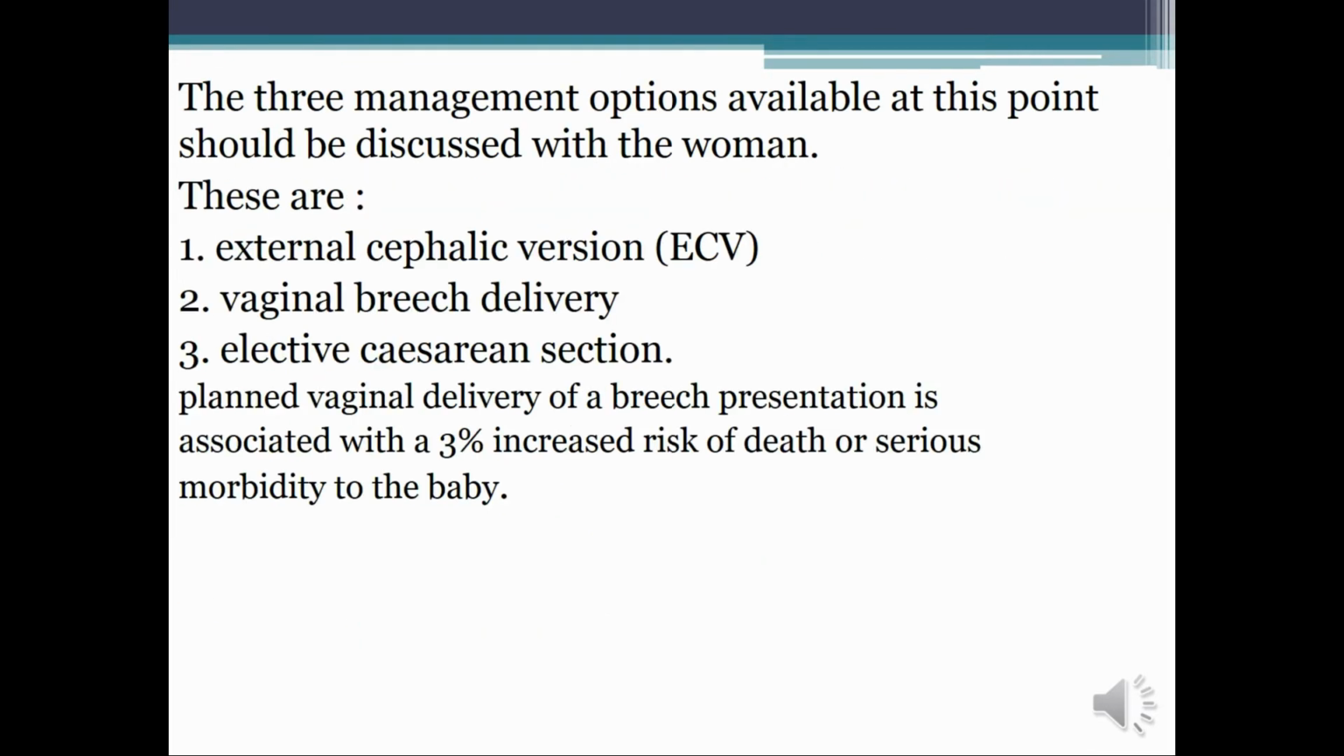The three management options available at this point should be discussed with the woman, and these are external cephalic version, vaginal breech delivery, elective cesarean section. Planned vaginal delivery of a breech presentation is associated with a 3% increased risk of death or serious morbidity to the baby.